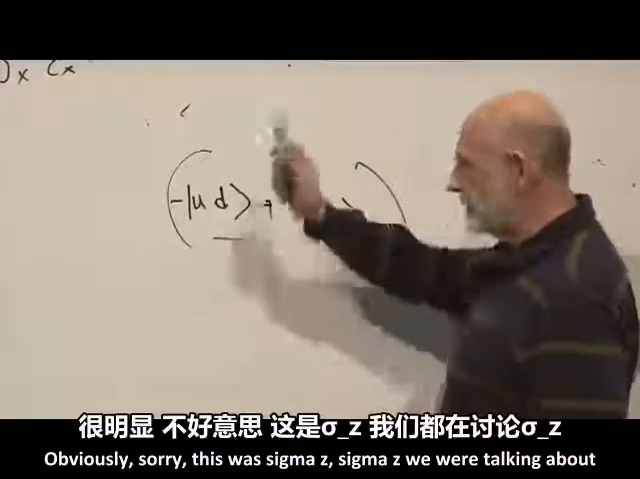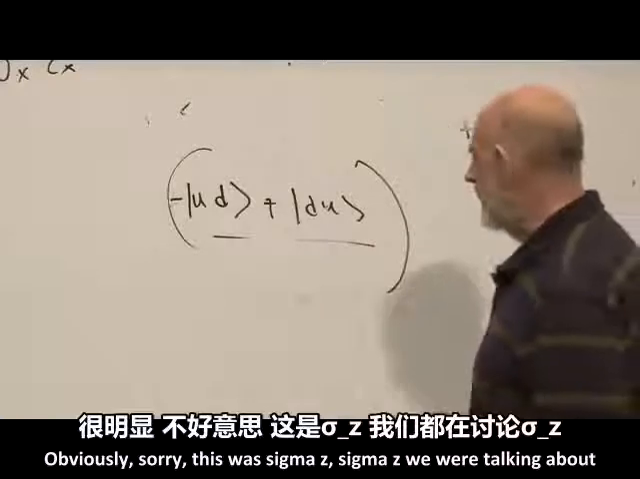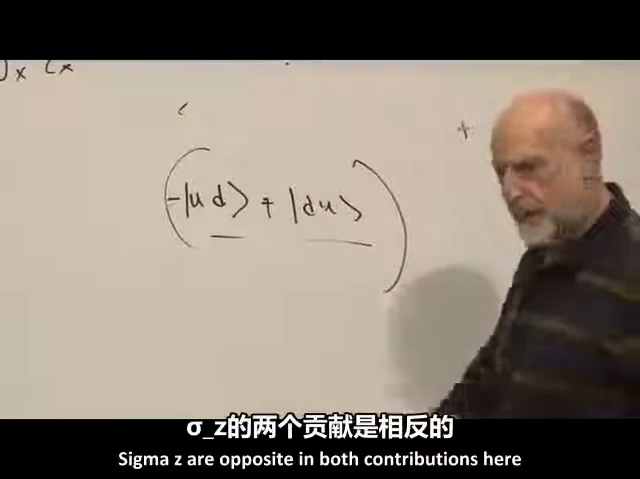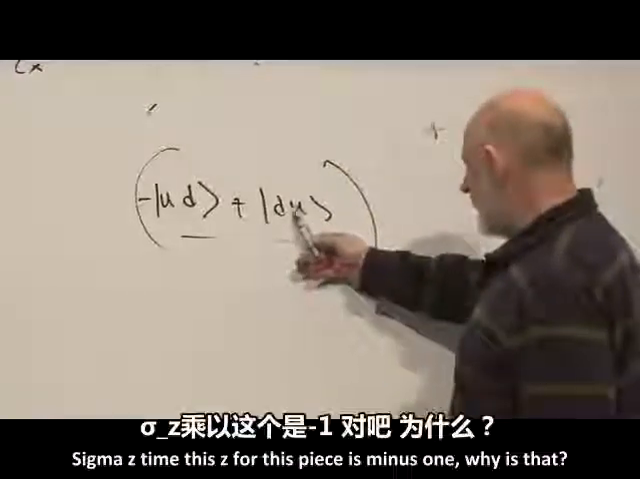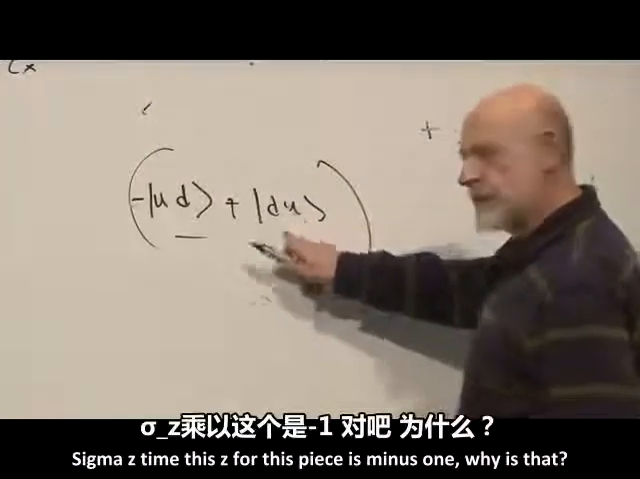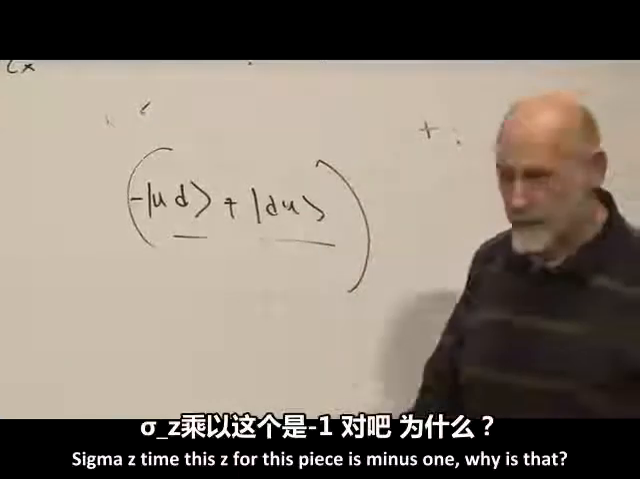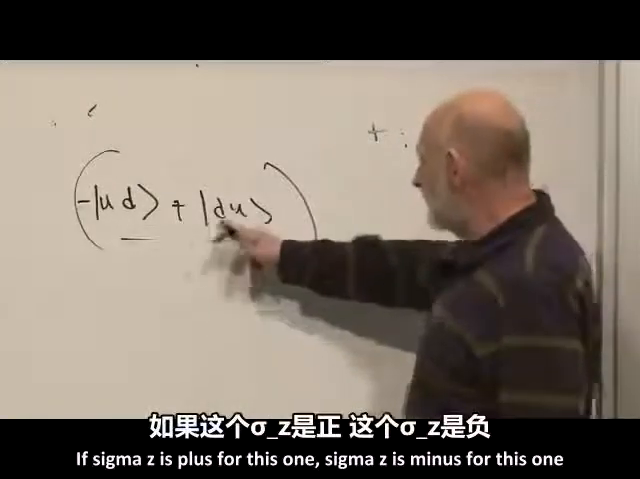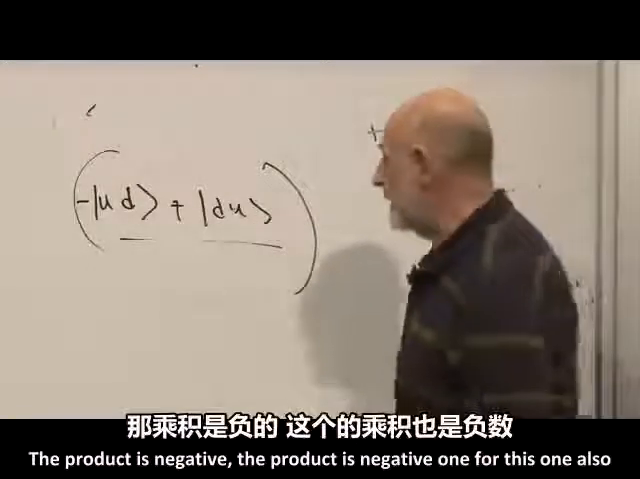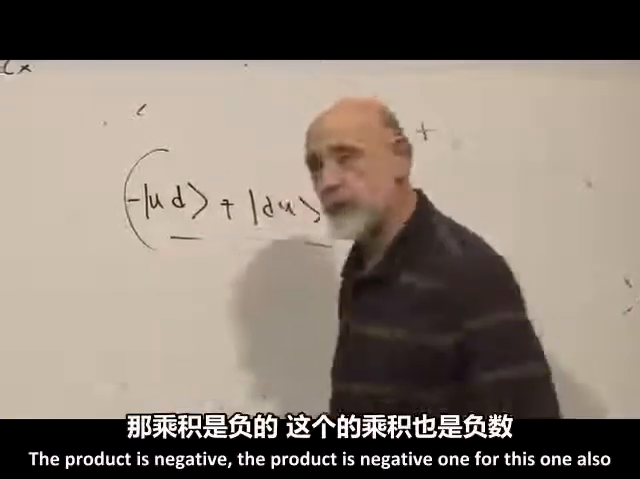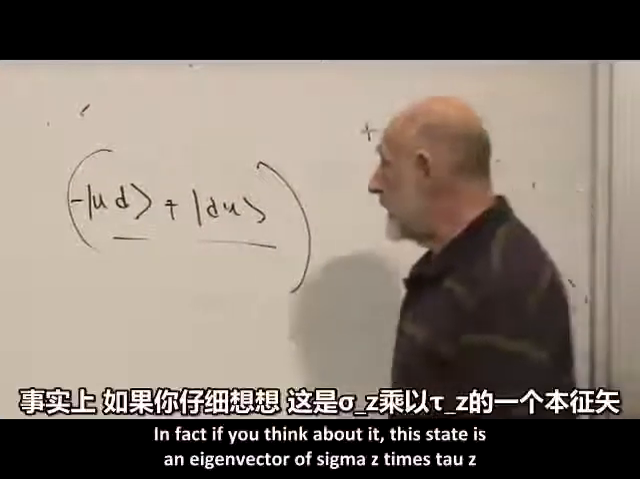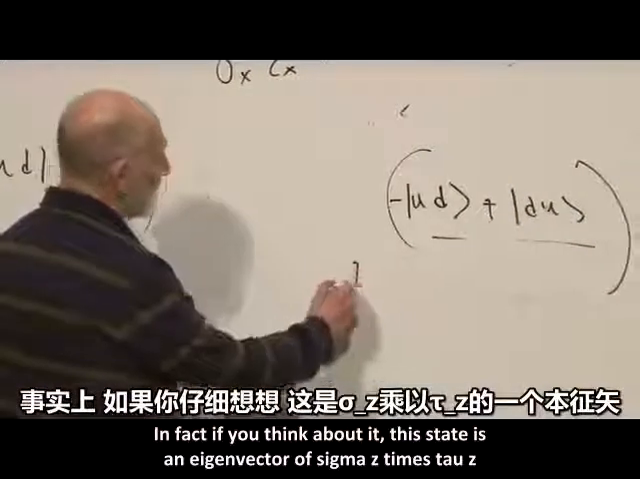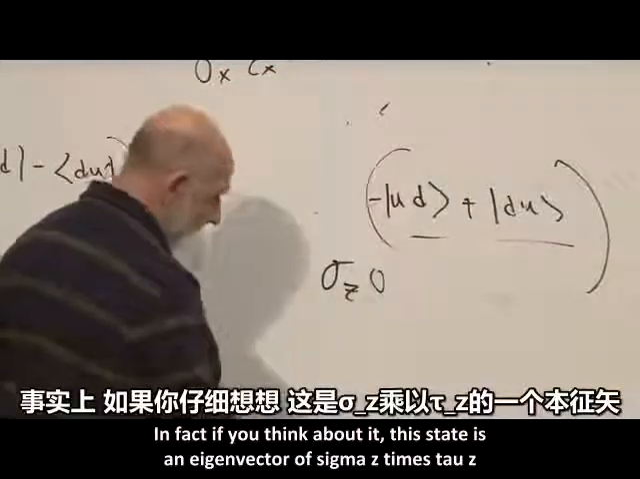sorry, this was sigma z we were talking about. Sigma z are opposite in both contributions here. Sigma z times sigma z for this piece is minus 1. Why is that? This one's up, this one's down. If sigma z is plus for this one, sigma z is minus for this one, the product is negative. The product is negative 1 for this one also. In fact, if you think about it, this state is an eigenvector of sigma z times tau z.